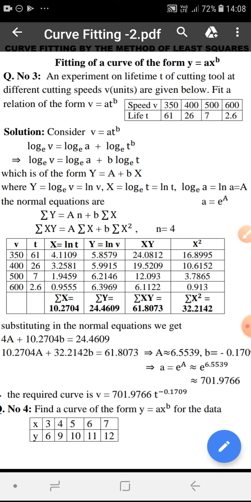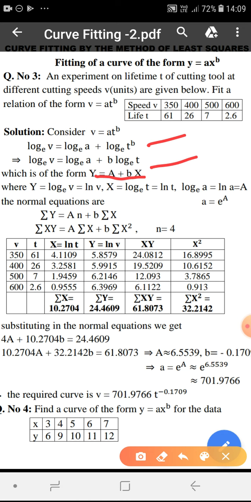So to do that, take a log on both sides of the equation v equal to a into t power b. So log v to the base e will be equal to log a to the base e plus log of t power b to the base e, which will be log v to the base e equal to log a to the base e plus b into log t to the base e, which is in the form y is equal to a plus bx.